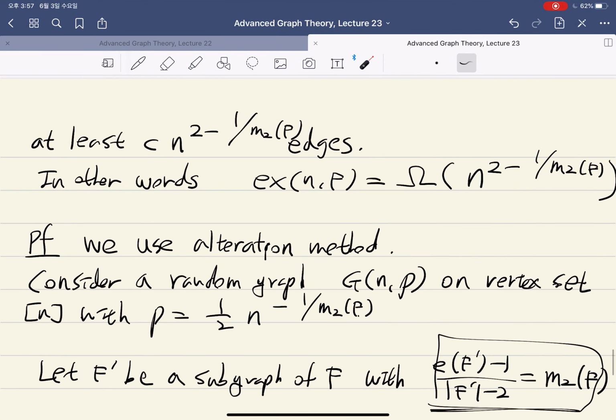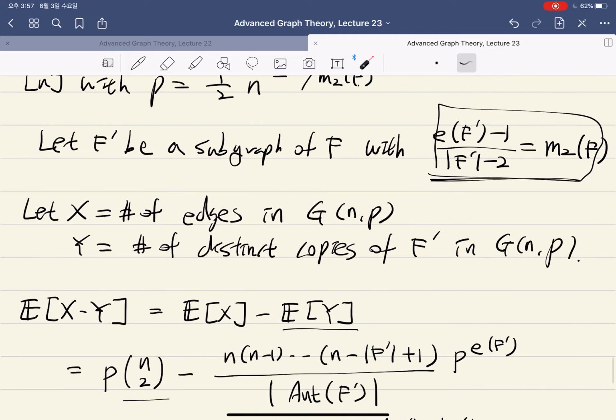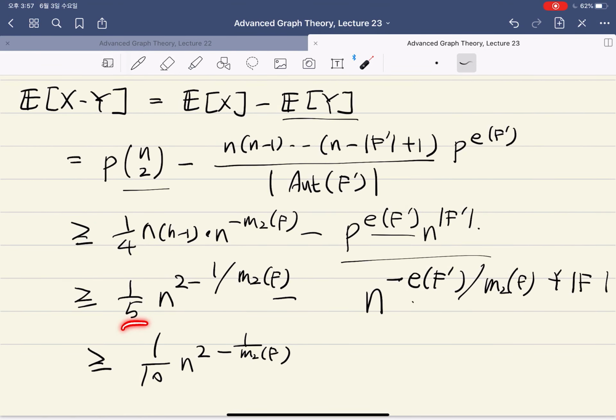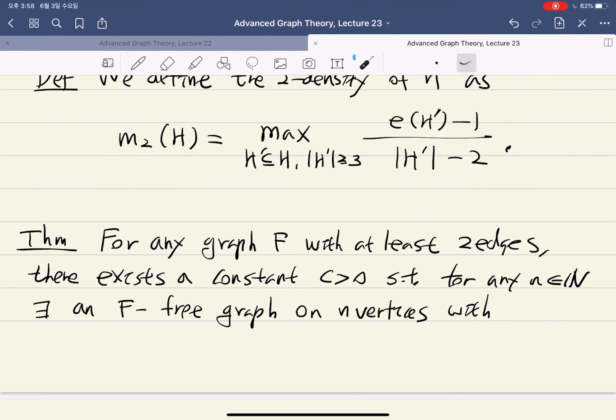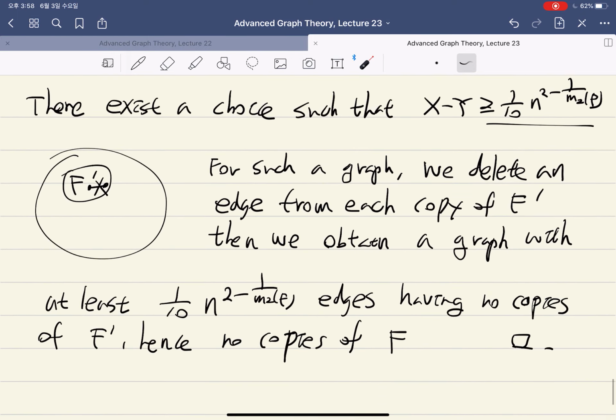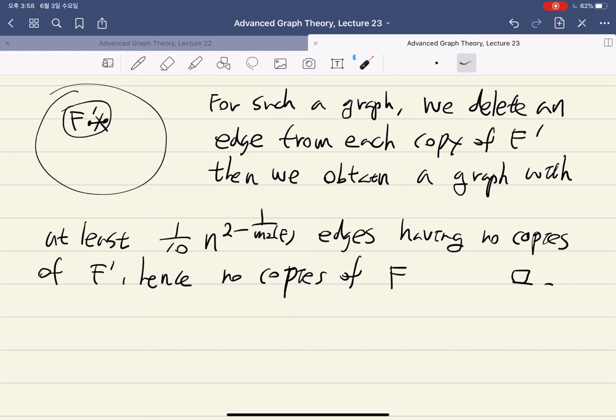Yeah, sorry that I have messed up some numbers and some computations, but you can double check on it to make sure that this constant actually works. So okay, next time we will learn a bit more about the other way of constructing graphs without having a specific subgraph, which gives us a lower bound on the extremal number of other graphs.